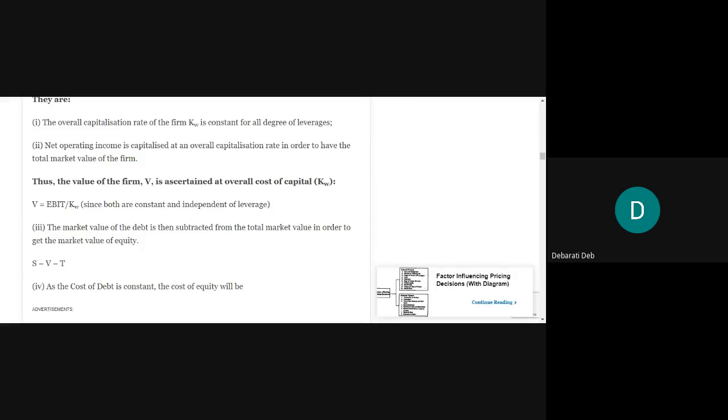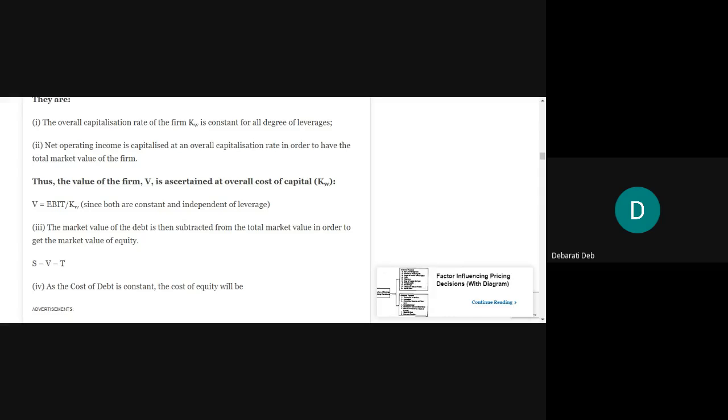What we will do is divide the EBIT, that is earnings before interest and tax, by the overall capitalization rate, and that will become the value of the firm. The second assumption says that in order to arrive at the total market value of the firm, we need to divide the EBIT by KW, since both are constant and independent of leverage. We derive this value of the firm with the help of this formula. You can see on your screen, it is EBIT by KW.